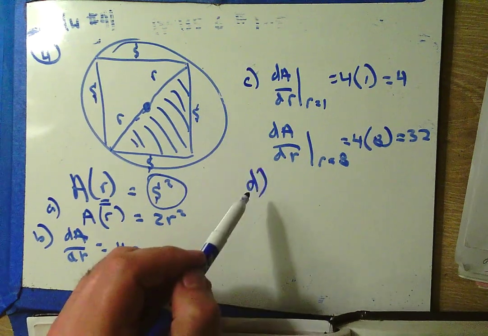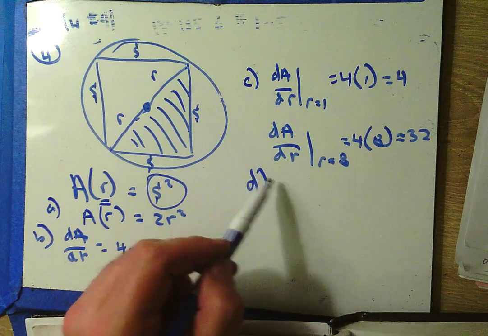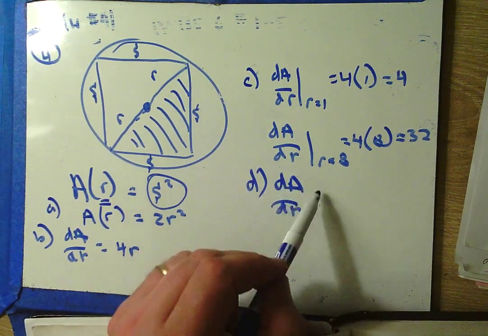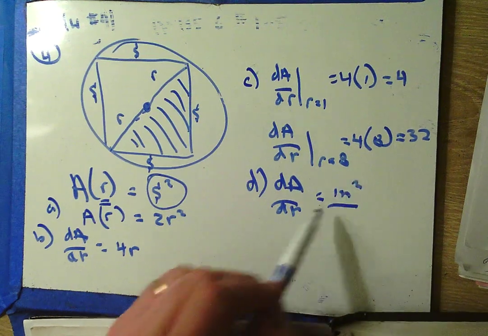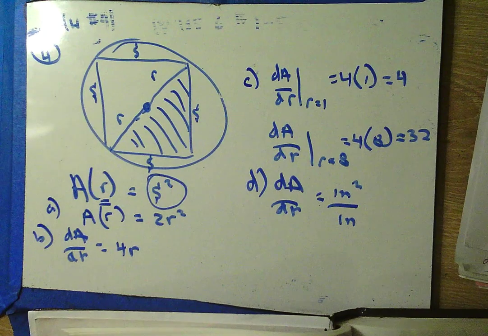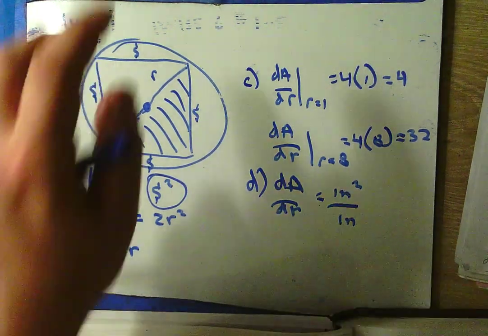Part D, they're asking us about what units we would have for dA/dr. Well, area is measured in square inches, radius is measured in inches. Okie doke, there's number 4. What's next? 5.